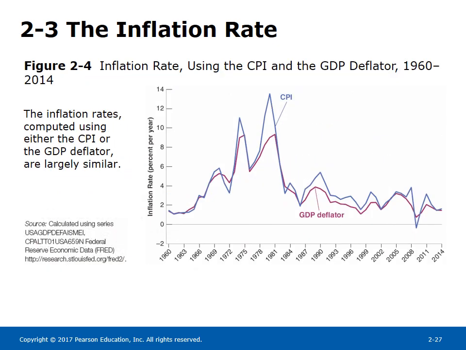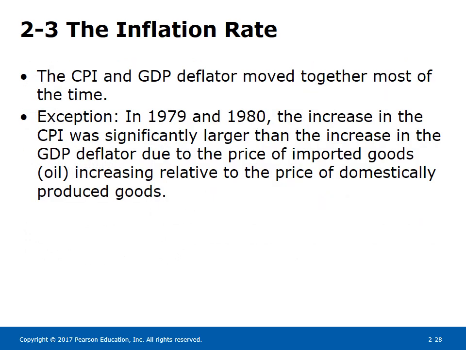The inflation rates, computed using either the CPI or the GDP deflator, are largely similar, as shown in Figure 2-4. The CPI and GDP deflator move together most of the time. Exception: in 1979 and 1980, the increase in the CPI was significantly larger than the increase in the GDP deflator due to the price of imported goods, oil, increasing relative to the price of domestically produced goods.